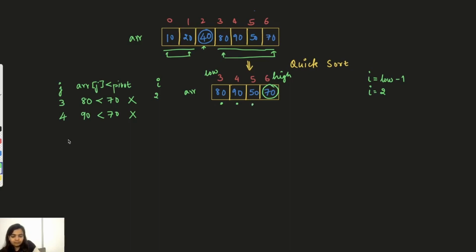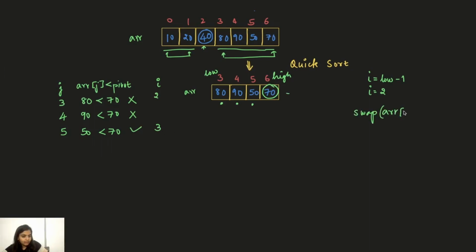Then we increment j, it becomes 5. 50 is at 5. Is it less than 70? Yes, it's less than 70. So what we do is increment I, it will become 3, and we swap array of I and array of j. So I is 3 and j is 5. So we swap 3 and 5. 50 here, 80 here, swapped, 90 and 70.